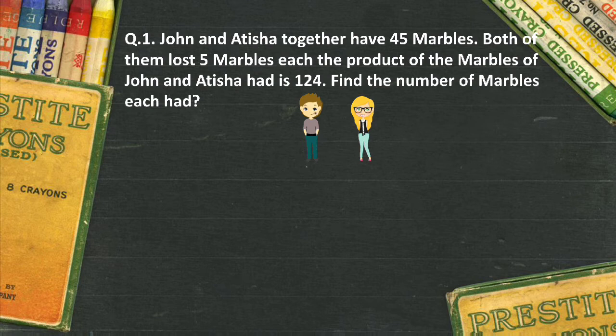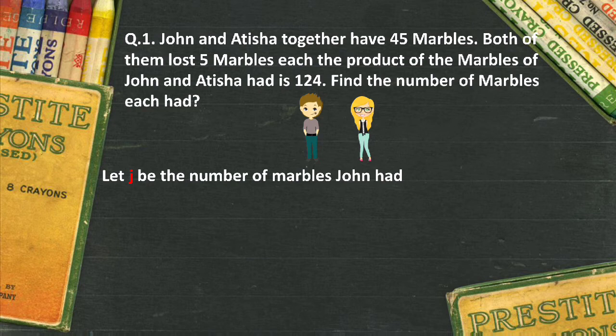So what we'll do is give a variable to the number of marbles they had. Let J be the number of marbles John had. I'm using J just to keep it simple, because the moment you read J, you should be able to understand that J is the number of marbles John had. If I randomly used X and Y, it becomes a little complicated for your mind to register what we are discussing. That's the reason I have given J as the number of marbles John had.